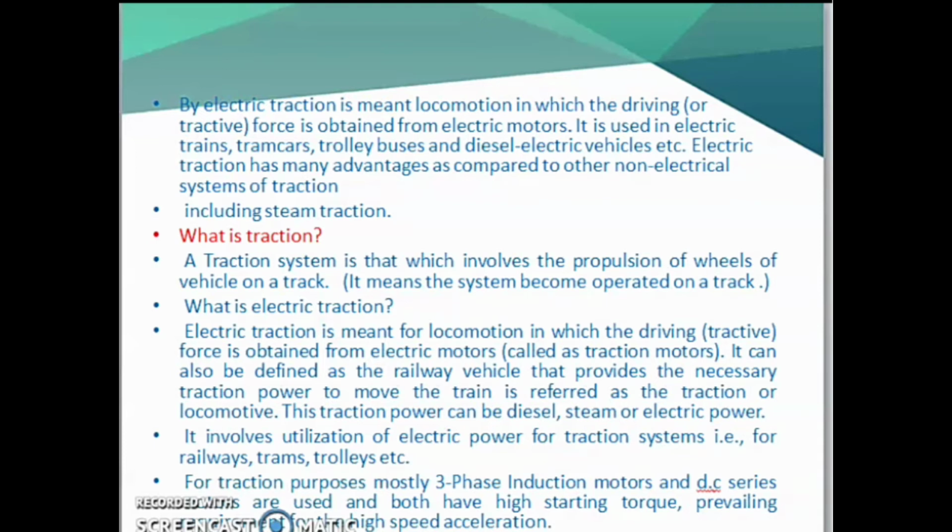What is electric traction? Electric traction is meant for the locomotion in which the driving tractive force is obtained from electric motors called traction motors. It can also be defined as the railway vehicle that provides the necessary locomotion. This traction power can be diesel, steam or electric power. It involves utilization of electric power for the traction system, that is for railway, trams, trolleys, etc. For traction purposes, mostly three-phase induction motors and DC series motors are used, and both have high starting torque, providing the machine high speed acceleration.